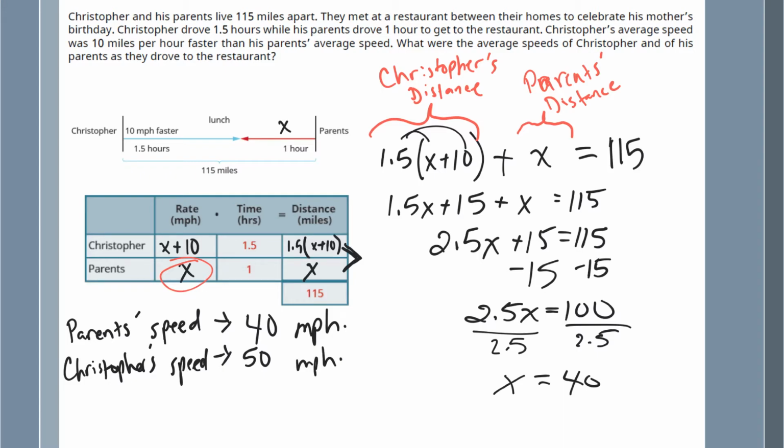Let's go back. Let's make sure we've solved our problem correctly. We've answered the question: average speeds of Christopher and his parents as they drove to the restaurant. That's what we were looking for. That's what we found. And that's it.